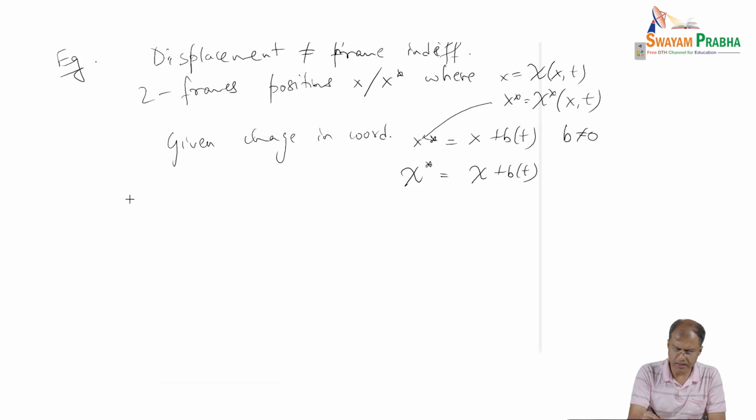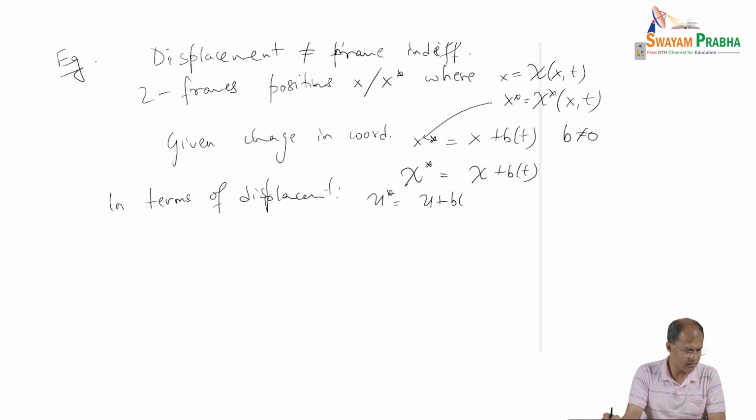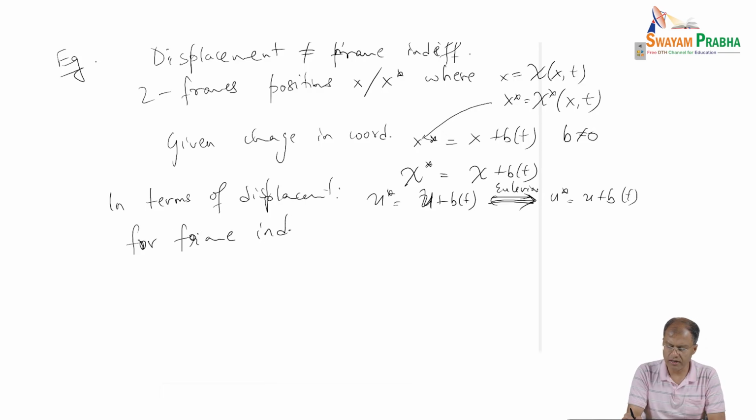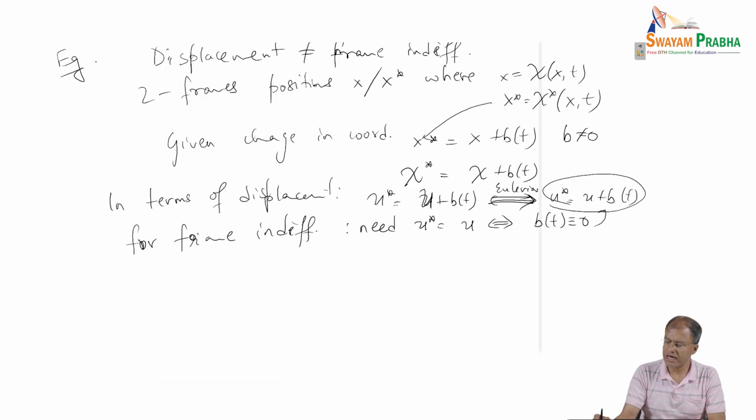Now in terms of displacement, we see that capital U star is equal to capital U plus bt, or in the Eulerian frame, small u star is u plus bt. So for frame indifference, what is the condition that we need? We need the displacement u star to be equal to u, which is equivalent to saying that b of t must be identically equal to 0 from this relation. That is not possible because we have assumed that b is non-zero.